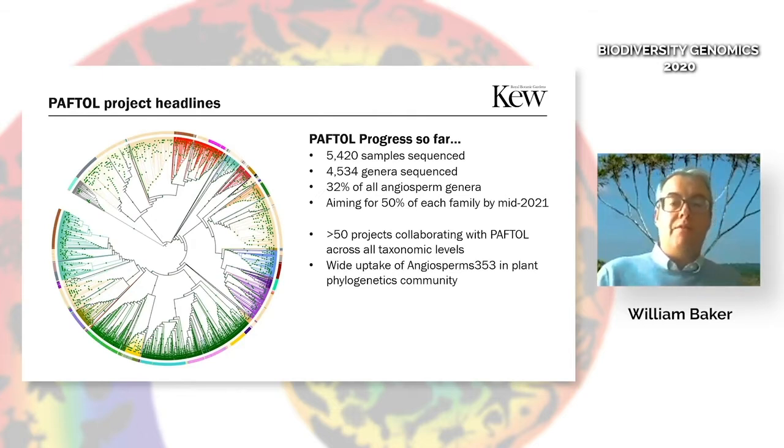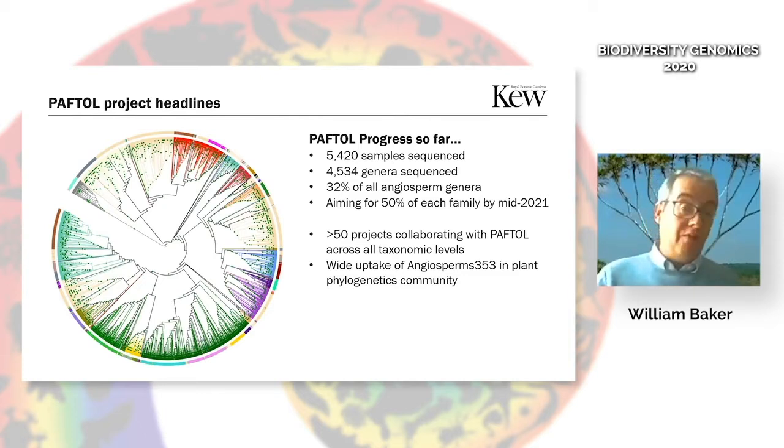And we've got quite a long way so far, before COVID interrupted, of course, but we've sequenced around 5,500 samples as yet. That covers around 4,500 genera of the angiosperms. That's about 32% of the total. And we hope that by the middle of next year, we will have hit sampling of 50% of the genera in every angiosperm family. So that's what we're aiming for right now.